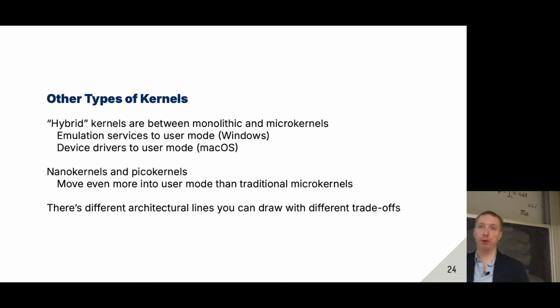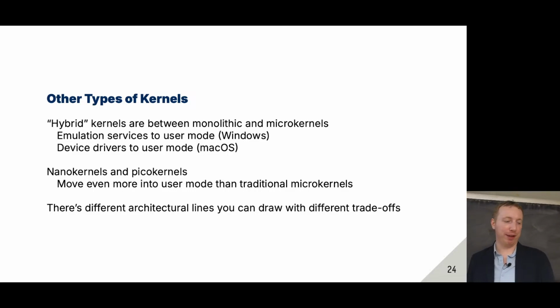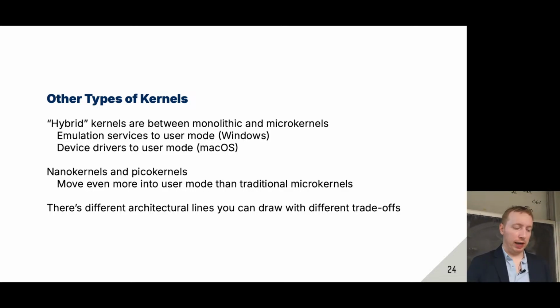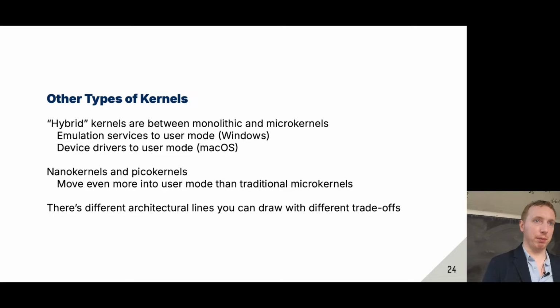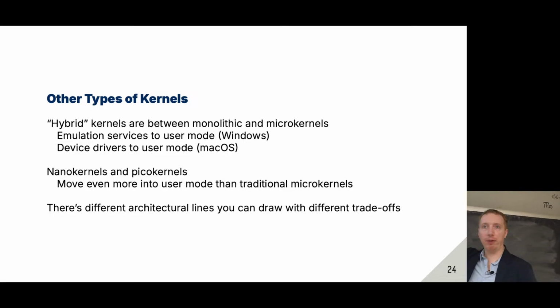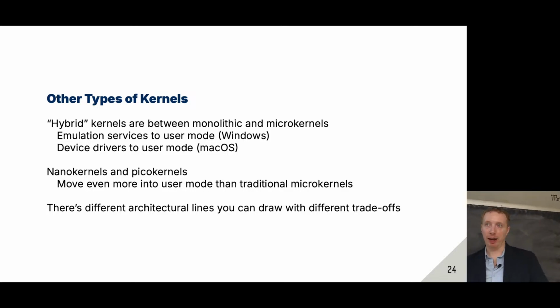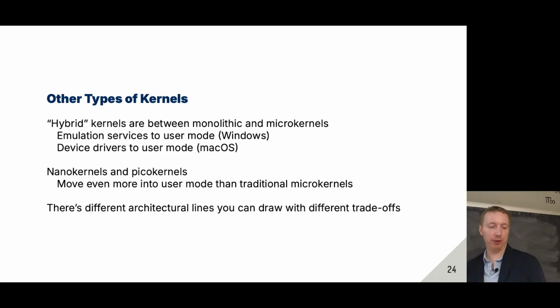There are other types of kernels too, called hybrid, that are between monolithic and microkernel. In Windows, any emulation will be done in user mode, so old DOS and old versions of Windows will be done in user mode instead of the kernel. And on Mac OS, because Apple doesn't want you monkeying around with their kernel, they'll put device drivers and things in user mode so that people who are just creating hardware don't get to touch the sacred Mac OS kernel. And then in research, there are things called nanokernels and picokernels that aim to push more things out of kernel mode. That's a line of research if you happen to be interested in software research. There are different architectural lines you can draw with different trade-offs.